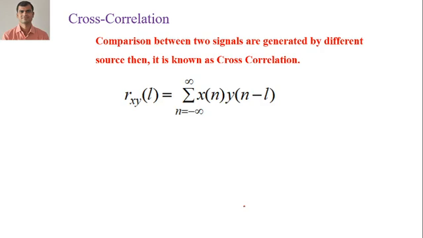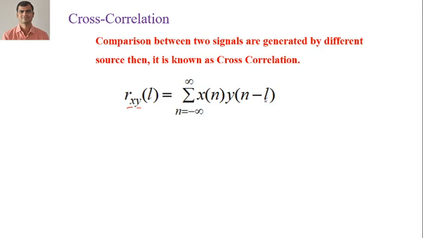Now when we compare two signals and these signals are generated by using a different source, then it is known as cross correlation. So as you can see here, x and y. X is my first signal, y is my second signal. We have to find the relation. L is my index parameter, lag parameter or shift parameter.